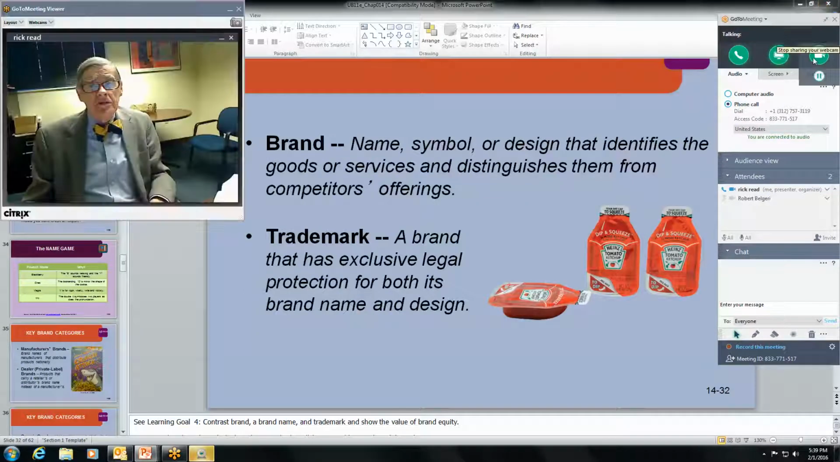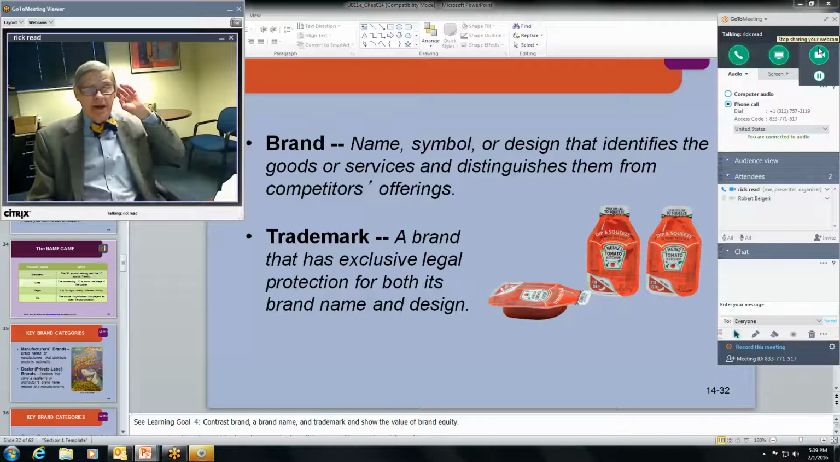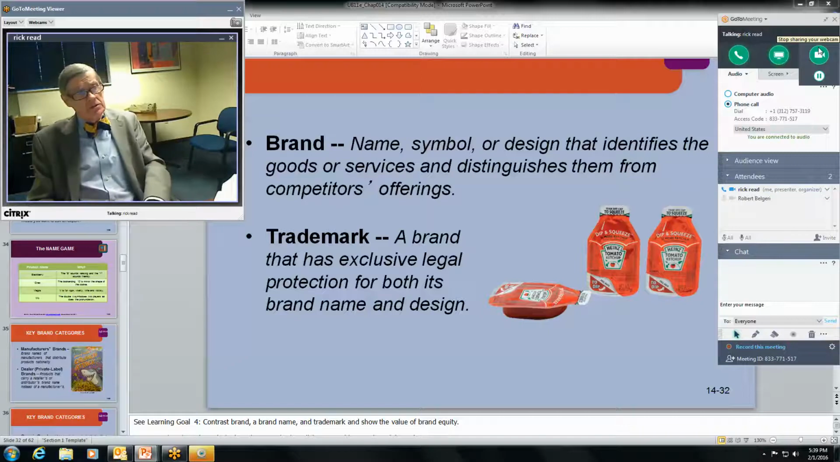Now, this next item and the next few items are going to talk about branding. Now, a brand is a name, symbol, or design that identifies and, in some cases, distinguishes a product from competitors' offerings.